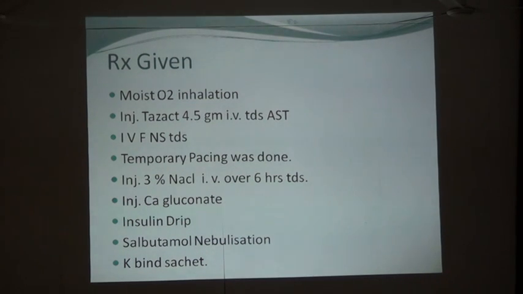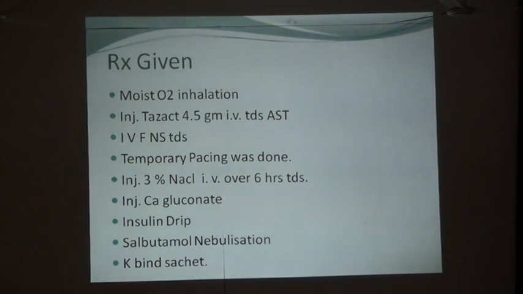Since the patient was having recurrent loss of consciousness, the patient was shifted to ICCU and treated with moist O2 inhalation, a broad spectrum antibiotic was given, and IV fluid was started. And since the patient was having recurrent cardiac syncope, temporary pacing was done through the right femoral vein, the lead was placed in the RV apex, and RV pacing was done with the rate maintained around 60 per minute.